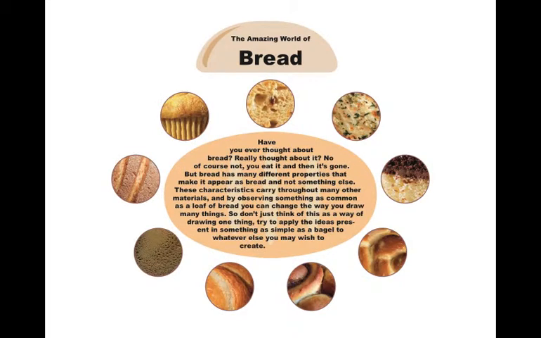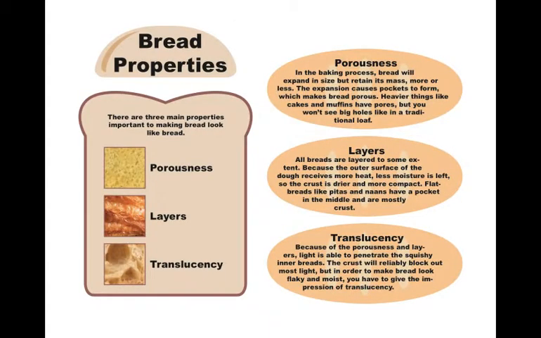Bread is something that I'm sure you have never really thought about, but it's a really common substance that has a lot of properties that I think can help you in drawing almost anything. The three main properties are the porousness, the layers, and the translucency. In the baking process, bread has to grow, but it's not really going to lose its mass. So in order to accommodate that, it gets all these little air pockets, all the little pores and holes on the inside that make it really fluffy, you know?